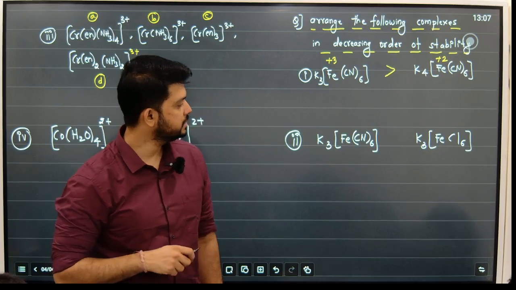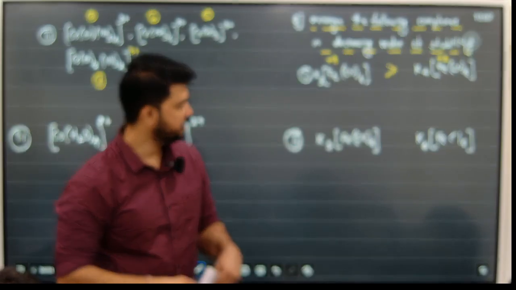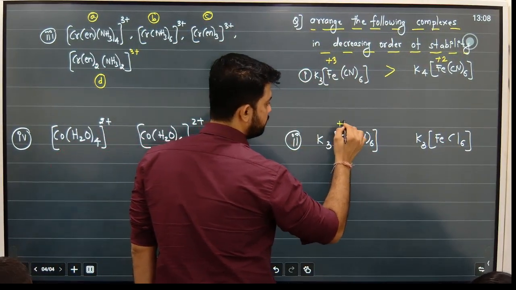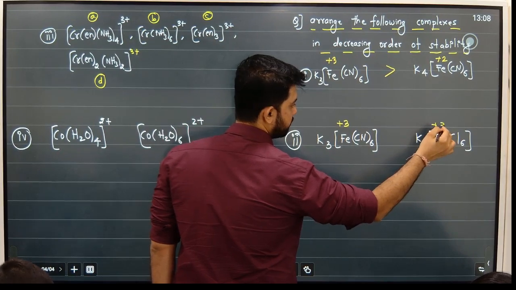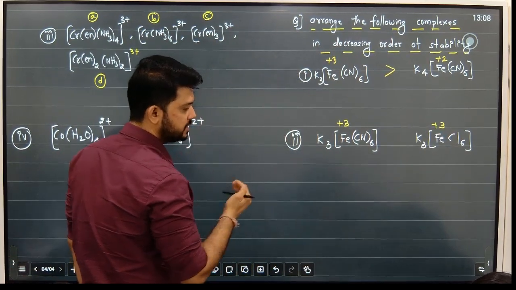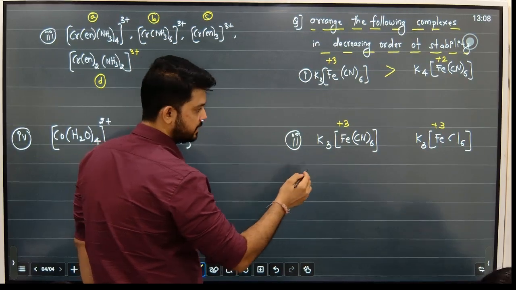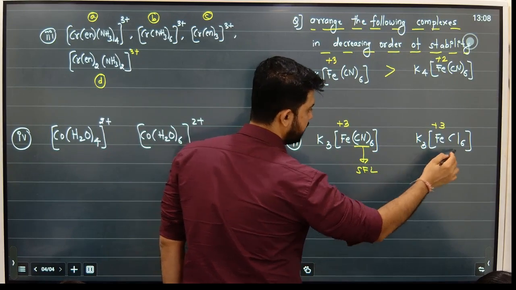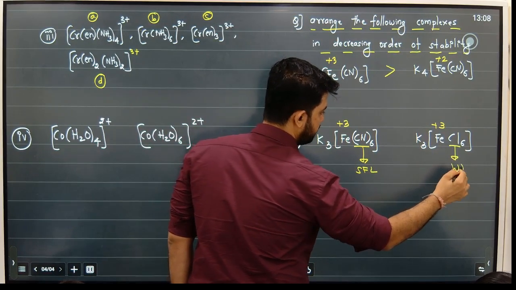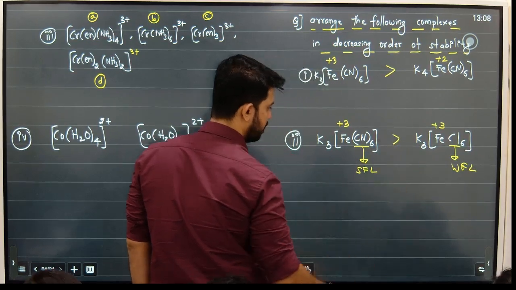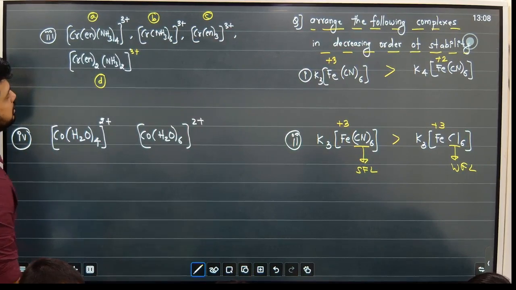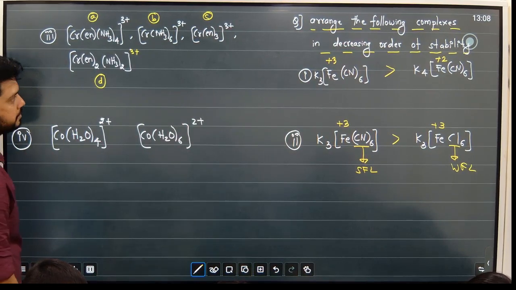Now, look at the second question. K3[FeCl6] and K3[Fe(CN)6]. Now over here, Fe is +3 in both. Okay. But then how do we decide? Excellent. This is a strong field ligand and here we have a weak field ligand, making the first complex more stable than the second. Now let's look at this one, people.